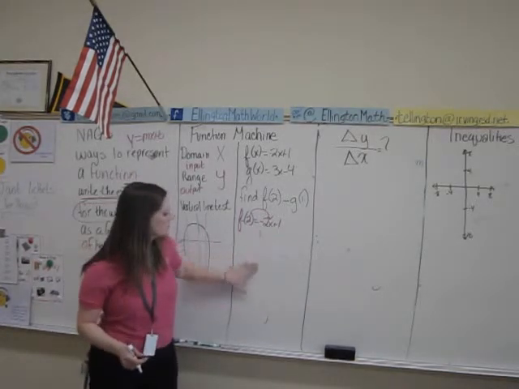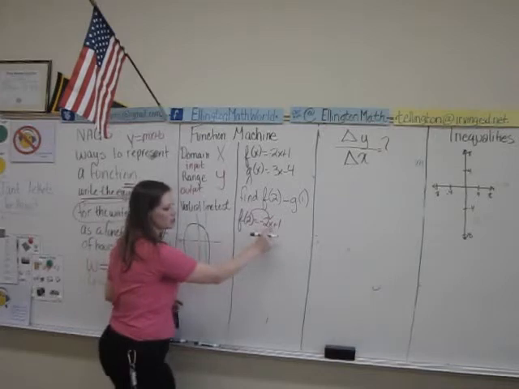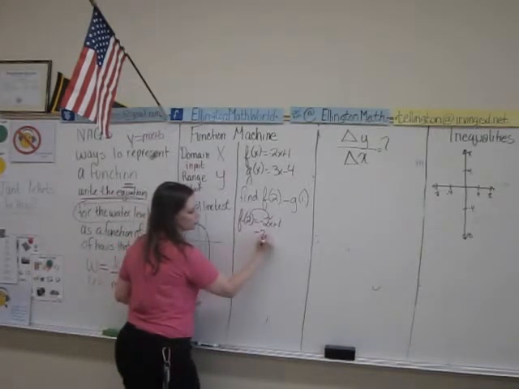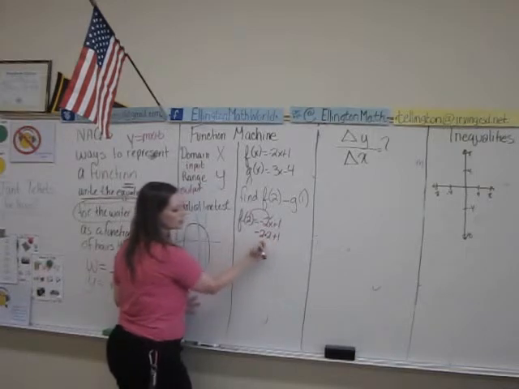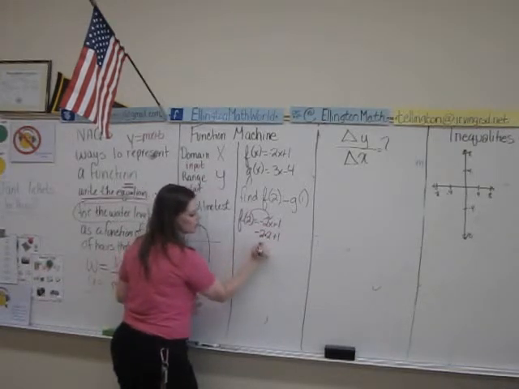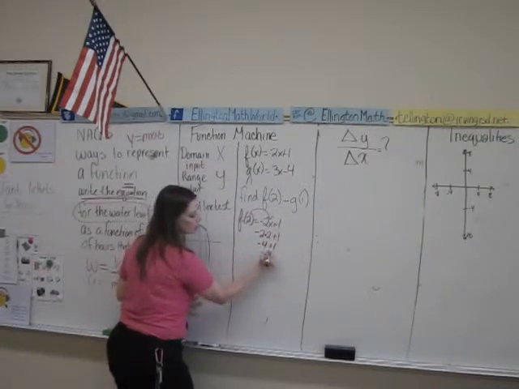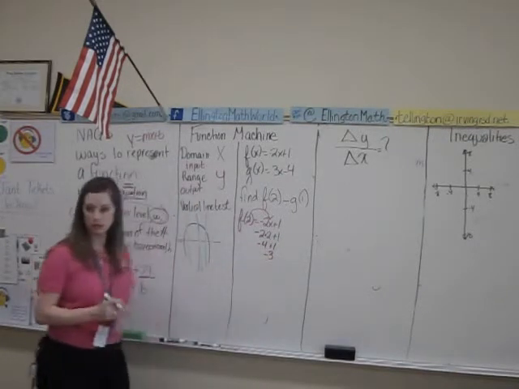Okay? So we're just going to replace this x with 2. So we get negative 2 times 2 plus 1. Negative 2 times positive 2 gives me a negative 4 plus 1. Negative 4 plus 1 is negative 3. Okay?